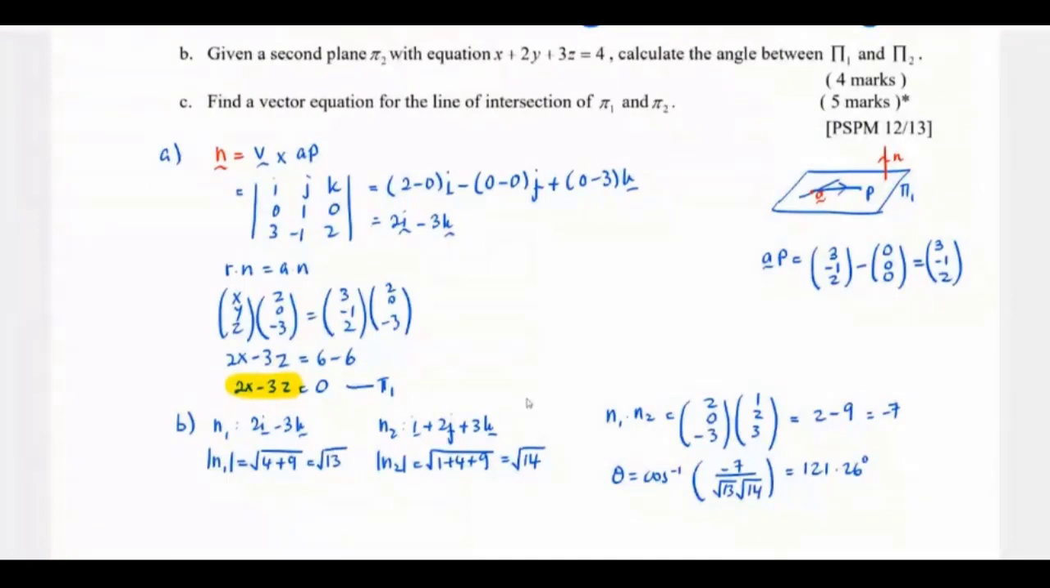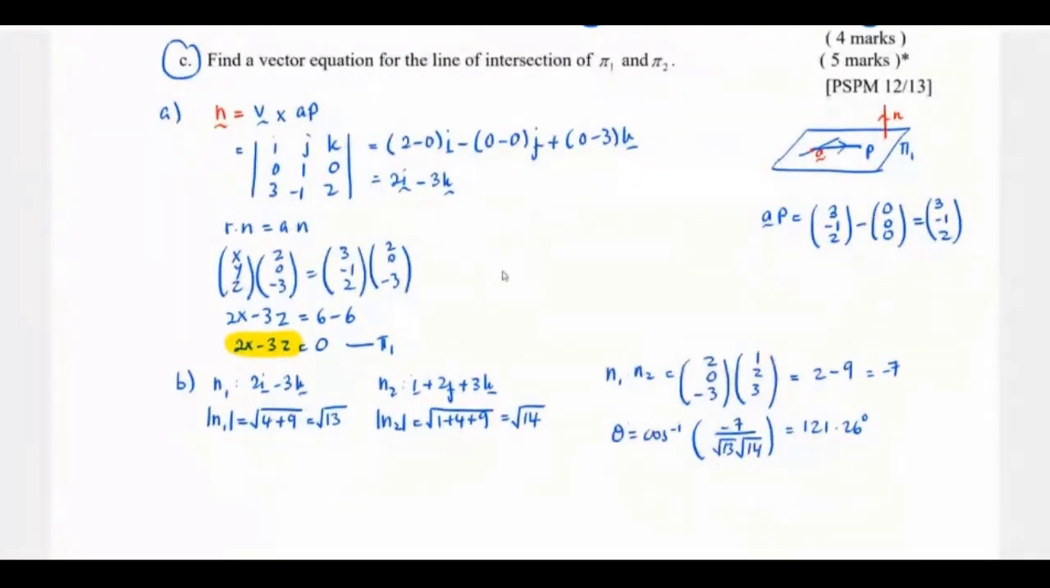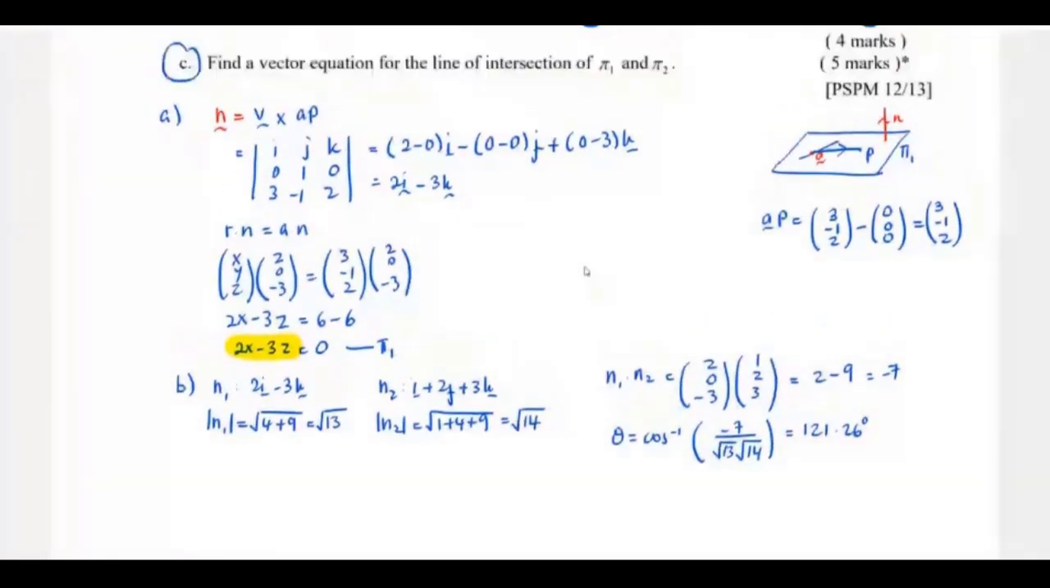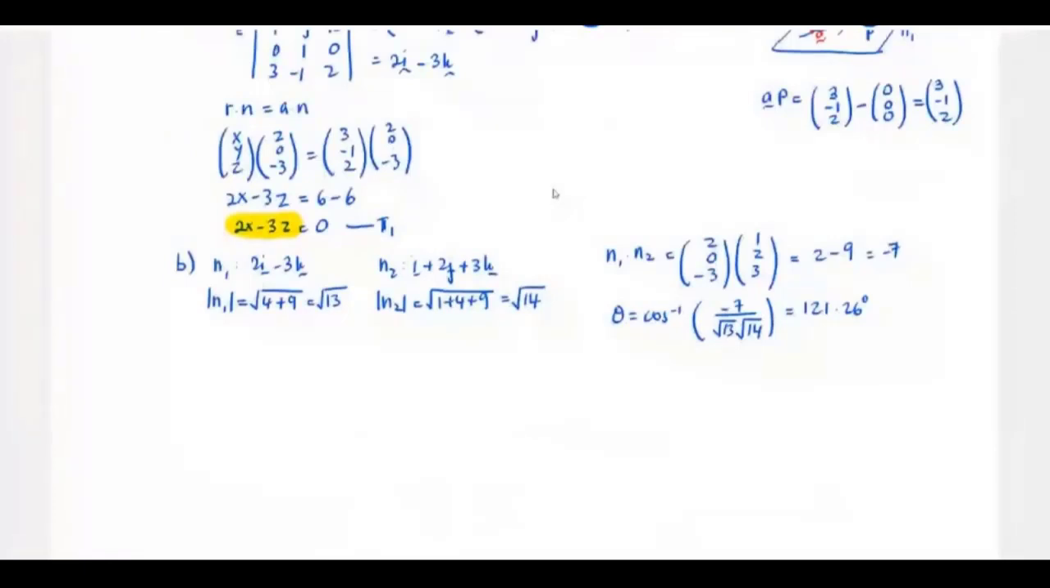Okay, part C. Part C yang critical. Find the vector equation of the line of intersection between two planes. Okay, so dia nak equation of line. Dia bukan nak point of intersection, dia nak equation of line. So let's say we have the intersection between two planes, bentuk dia seperti ini. Something like this. Okay, so you have to find, ini adalah intersection, dia nak cari line di sini.